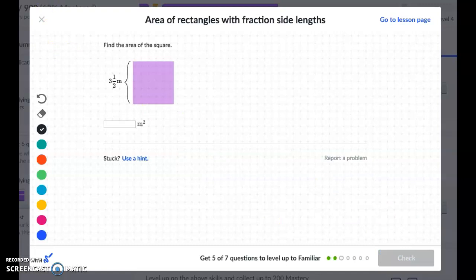Find the area of the square. So in this one, sometimes fifth graders might look at this and say, well, they only gave us one measurement. This is where we need to remember that a square is the same on all four sides. So we're simply doing 3.5 times 3.5.